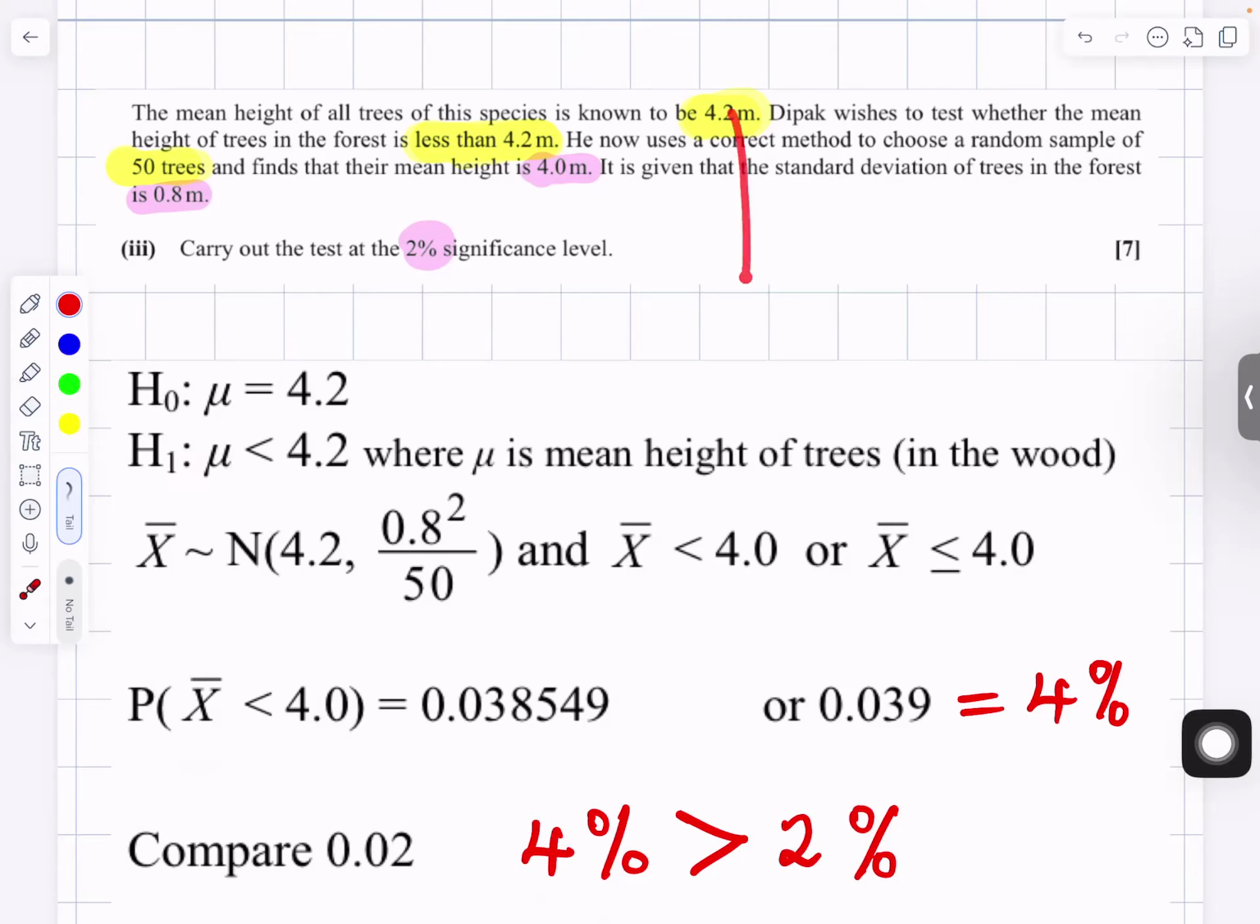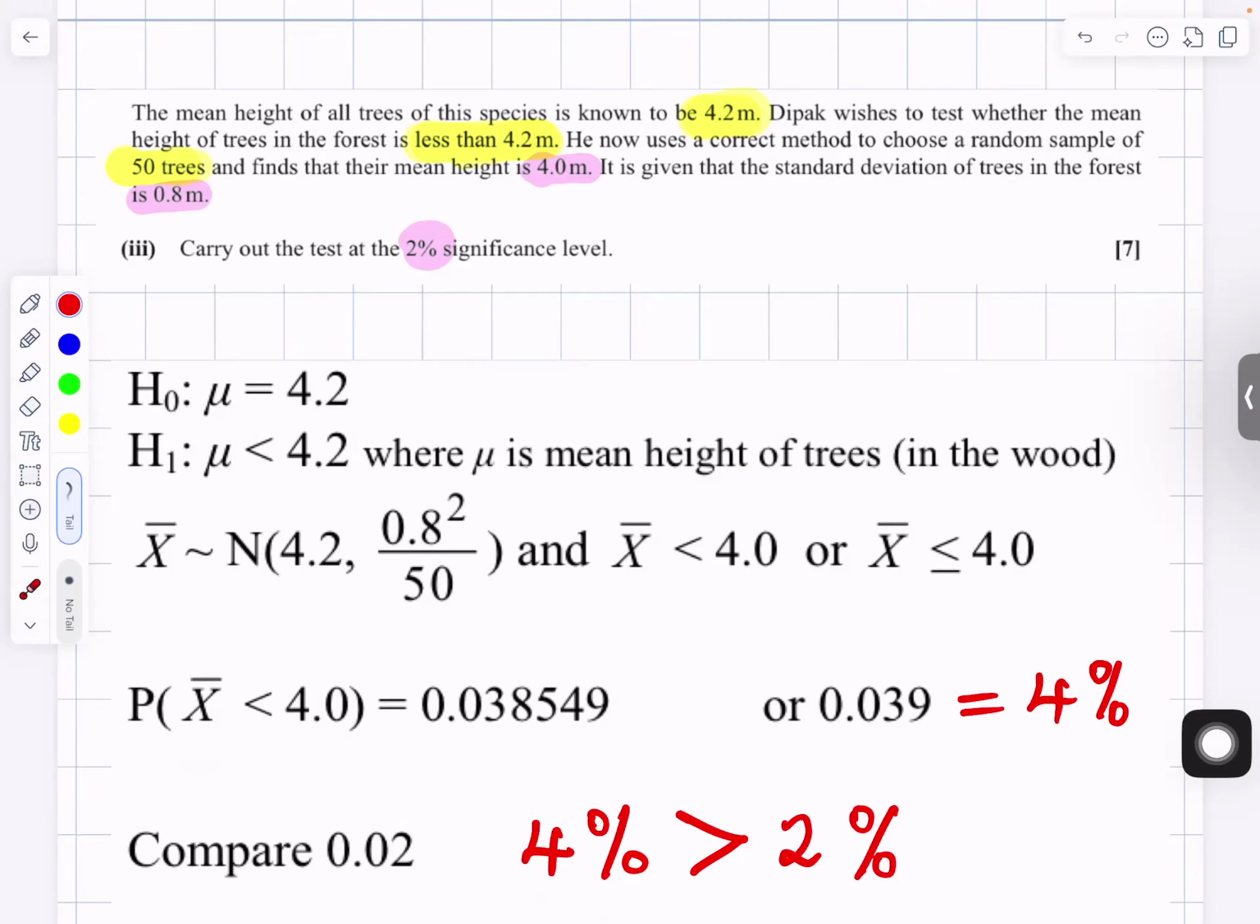Remember, 4.2 meters is slightly taller than most people's houses. Your house is like 2 meters up to the door. So 4.2 meters is a bit tall. It's 2 times that. So you want to find out if the mean is less than 4.2 meters, where this mu, it's a Greek letter, is the mean height of trees in the wood.